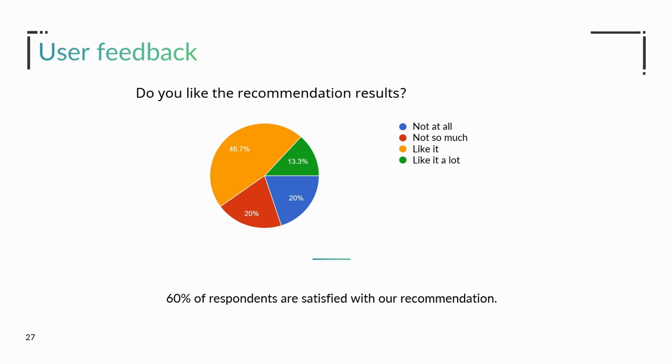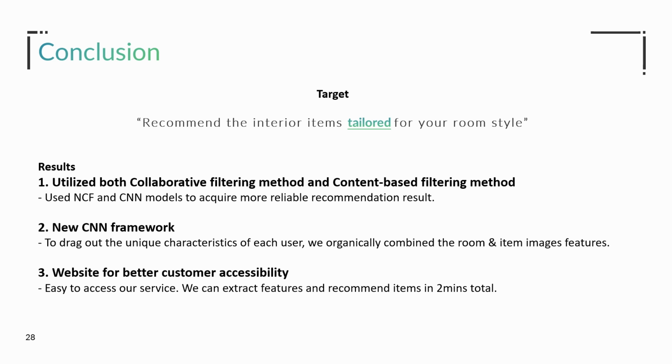The demo video showed that the result was quite good, and 60% of actual users said they were satisfied with the result. Conclusion: we wanted to recommend tailored interior items using the user's room and item information. So we use both collaborative filtering method and content-based filtering method, built a new CNN model, and used an appropriate recommendation algorithm. As a result, we could derive a meaningful recommendation list. Thank you.